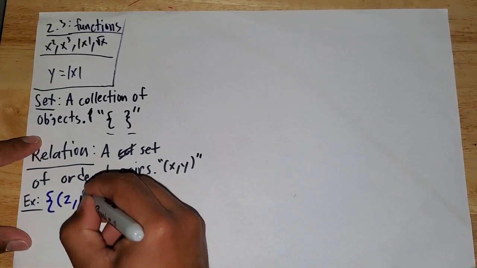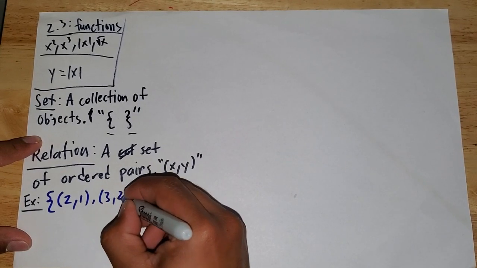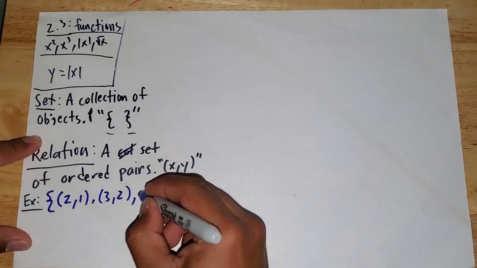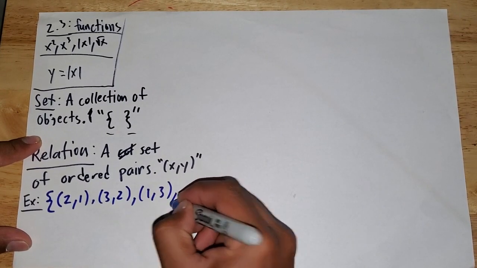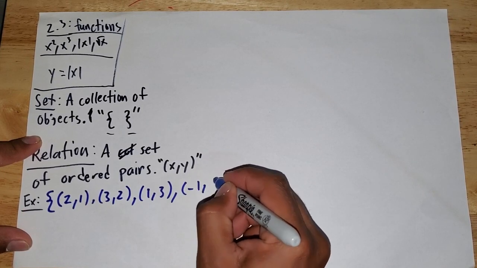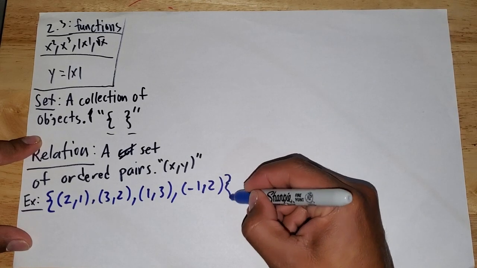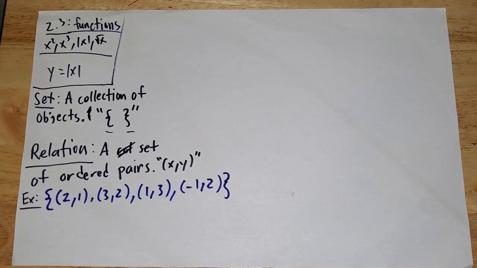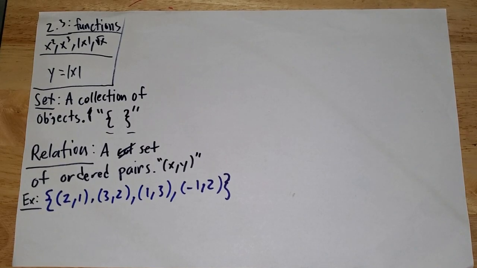So 2 comma 1. We can have 3 comma 2. We can say 1 comma 3. You can have negatives, -1 comma 2. And then we just close it off. That's what a relation is. It's just a set of ordered pairs.